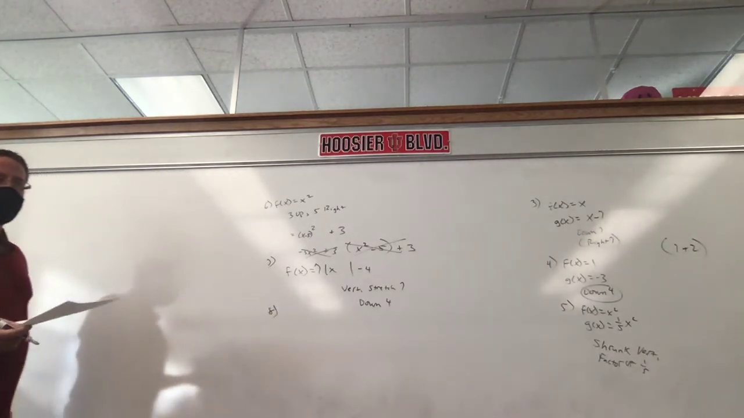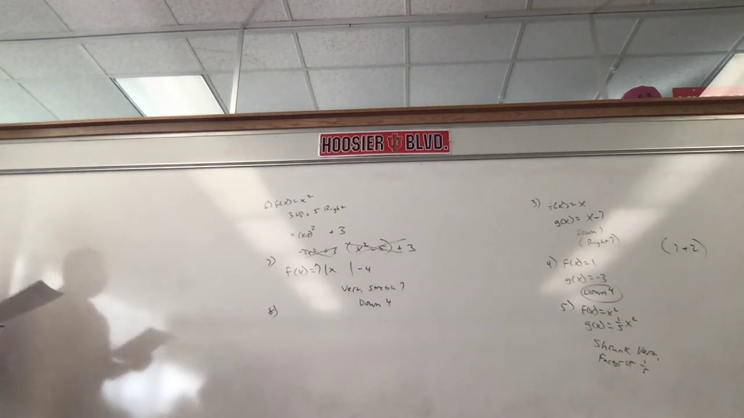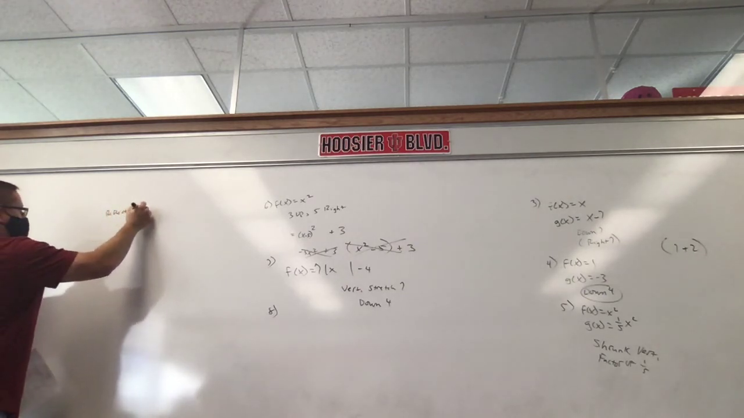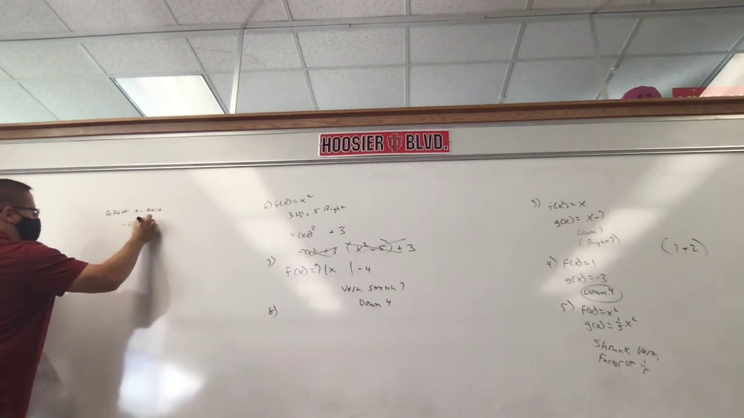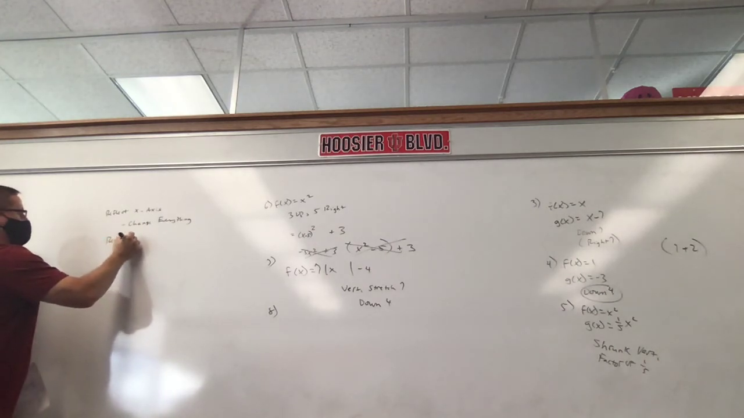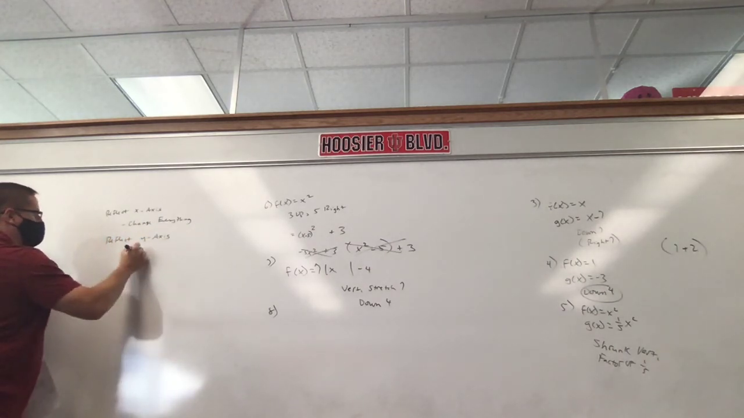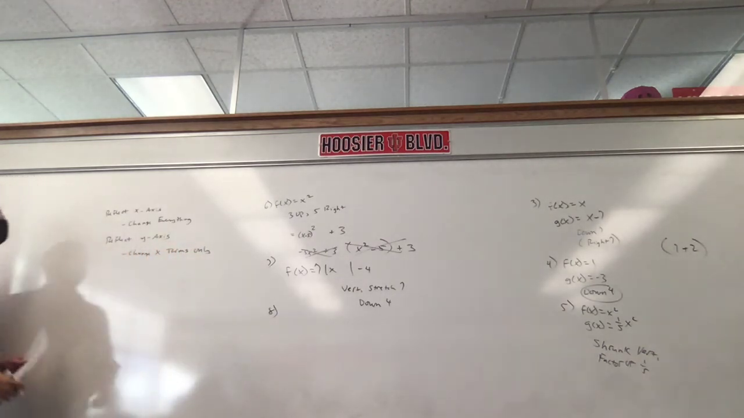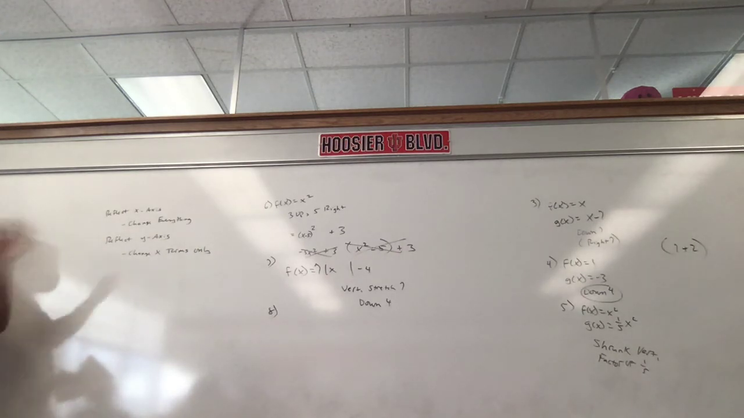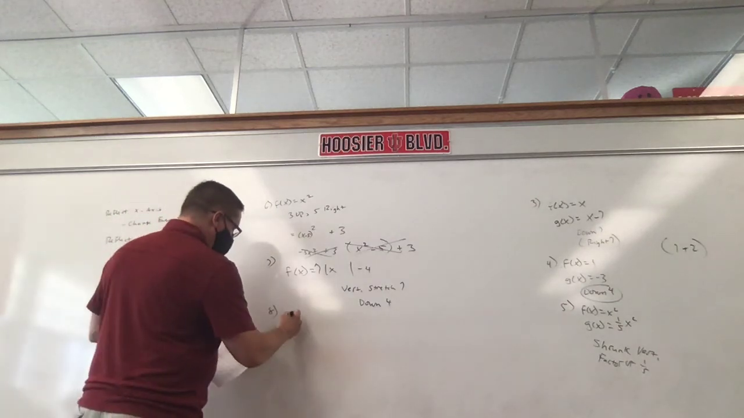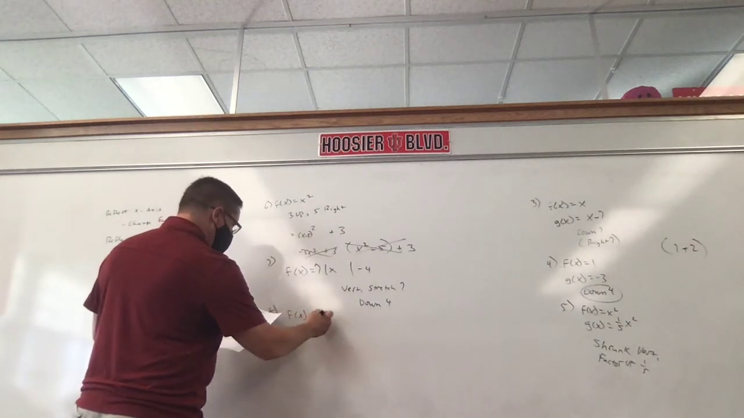What I'm very likely going to put on the board when you're taking your test is something like this: if you're going to reflect something over the x-axis, you change everything. If you're going to reflect something over the y-axis, you change just the terms that have an x on them. So on number 8, we have f of x is negative 2 absolute value of x plus 4 minus 9.